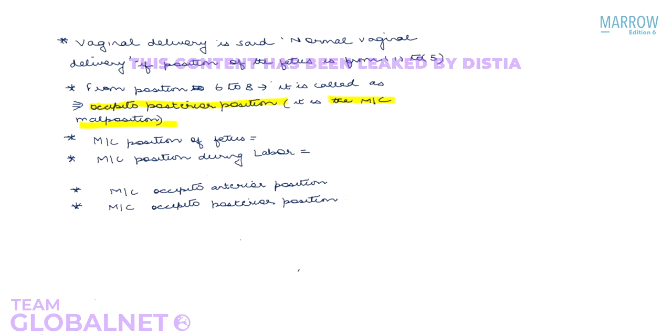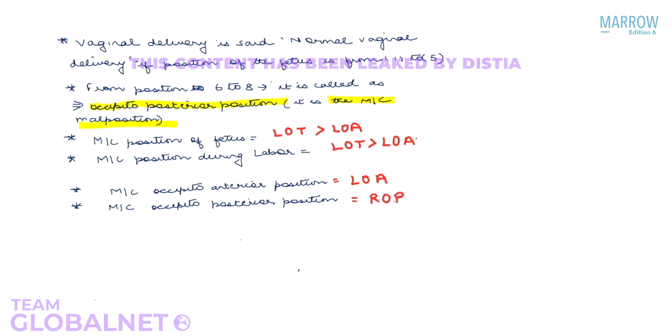Now, if they ask you this question, what is the most common position of the fetus? So, please remember, most common position of the fetus is LOT followed by LOA. Same question if they ask you what is the most common position during labor. Again, your answer remains the same. It is LOT followed by LOA. If they ask you what is the most common occipito-anterior position, just now I told you it is LOA. But if they ask you which is the most common occipito-posterior position, then your answer will be ROP, right?